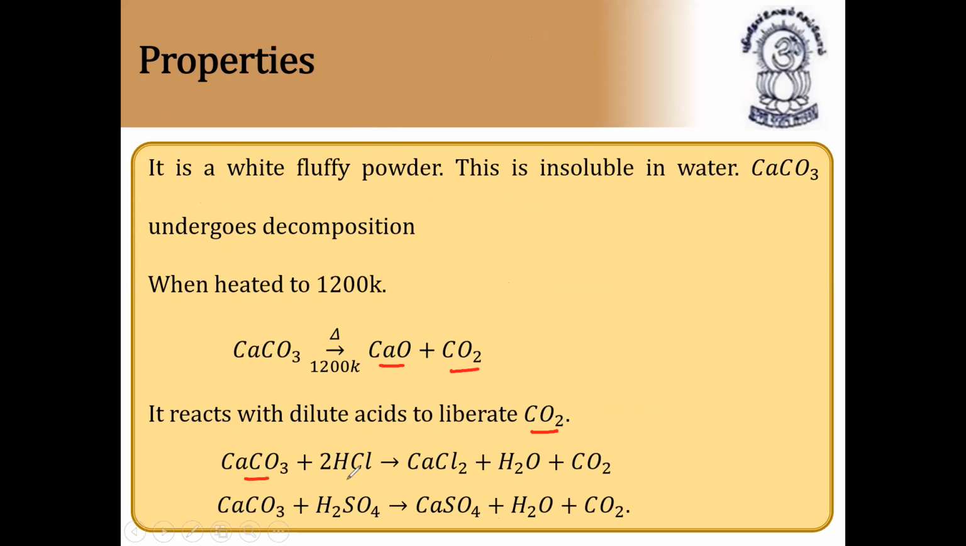So calcium carbonate combines with dilute acids like H2SO4 and HCl, resulting in the formation of their salts, that is calcium chloride and calcium sulfate. These are the two salts along with the liberation of carbon dioxide. Carbon dioxide liberation is common from calcium carbonate.